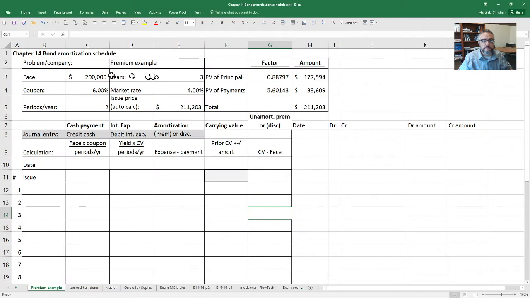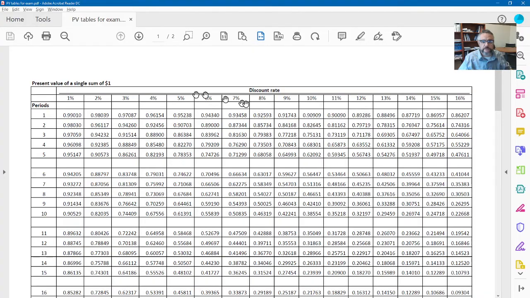So what we can do is drop all these factors into our amortization table, and my spreadsheet will calculate the price for you automatically, but we'll go ahead and do it manually as well. So we've got $200,000 face amount. Since the market rate is 4%, but interest is paid semi-annually, we're going to cut this in half and do 2% for 6 periods.